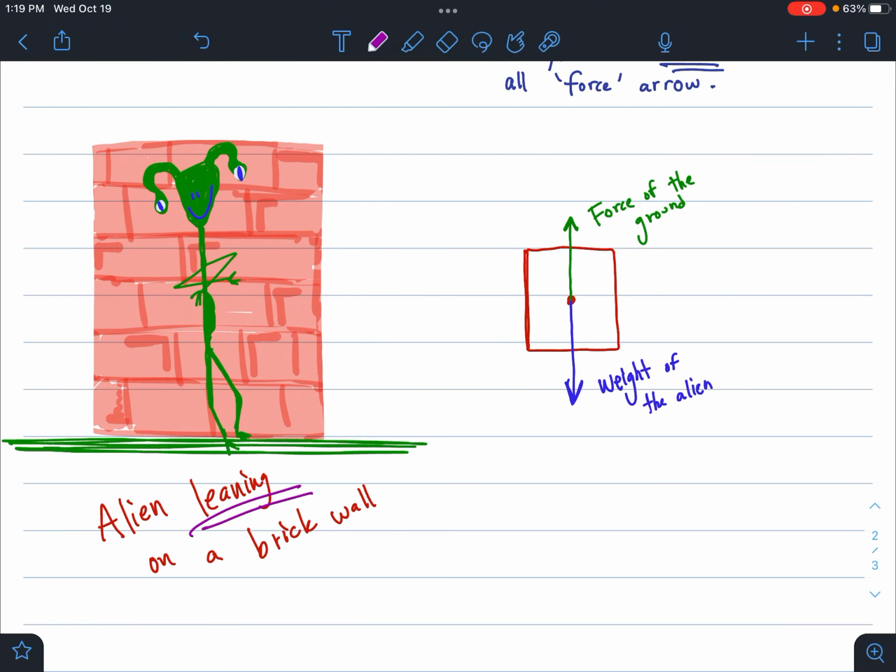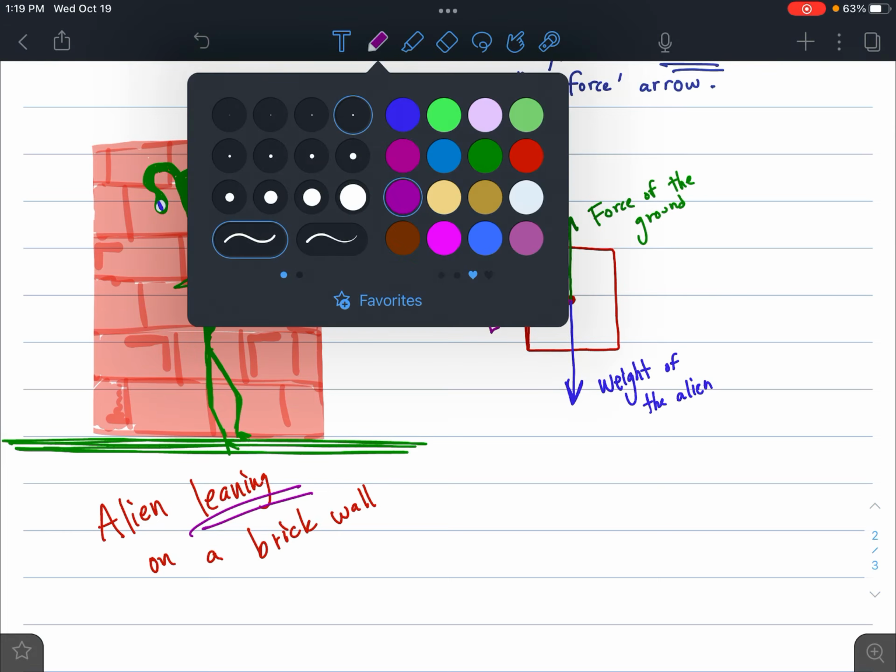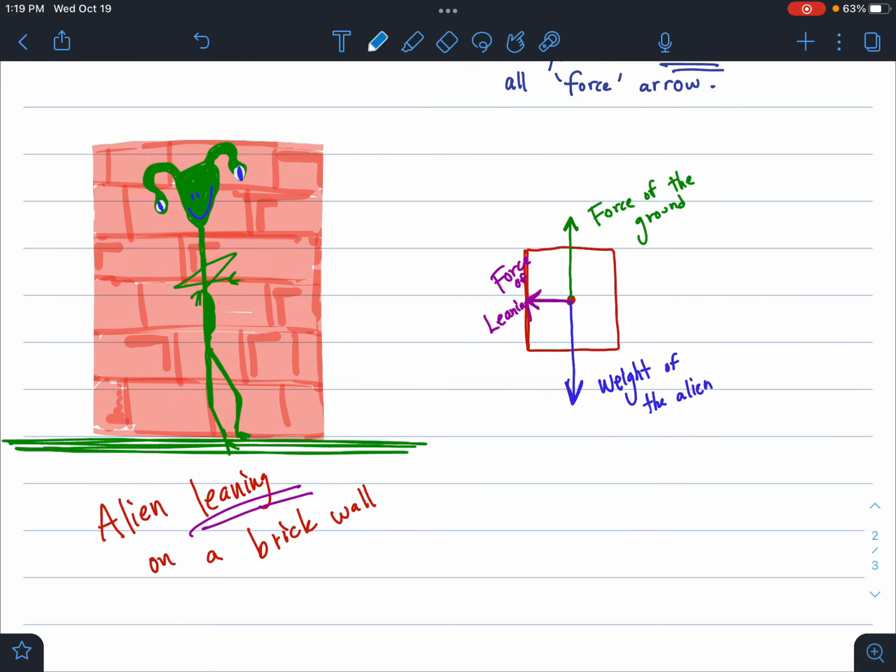Now, like I said, this alien is leaning, which means that the alien has some backwards force on the wall. And so this could be the force of the leaning. Now, just like Newton said, for every action, there's an equal and opposite reaction. So if that alien is currently leaning on the wall, this free body diagram would show that the ground's holding the alien up, the weight is holding the alien on the ground, and that the alien's falling through the wall because there's no opposite force balancing it out. But that's not what's happening. What's happening is that the wall is actually pushing back on the alien with equal force.